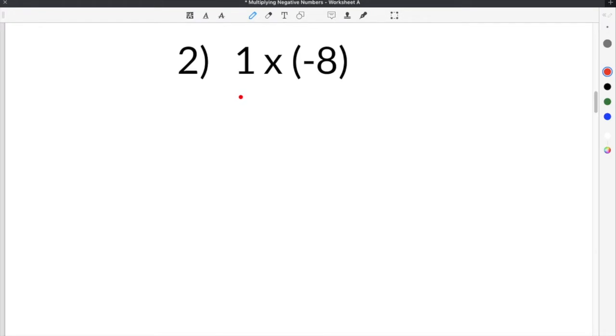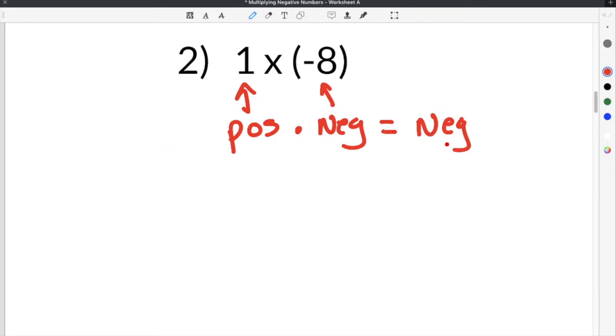Jumping down to number 2 on the worksheet, we have 1 times negative 8. This time we have opposite signs. This is a positive and this 8 is negative. We already know that a positive times a negative, those signs are opposite, which means our answer has to be negative. If they have different signs, your answer will be negative. It doesn't matter if it's positive times negative or negative times positive. So when you multiply 1 times 8, that gives you 8, but because it's a positive times a negative, your answer has to be negative. So your answer for this will be negative 8.